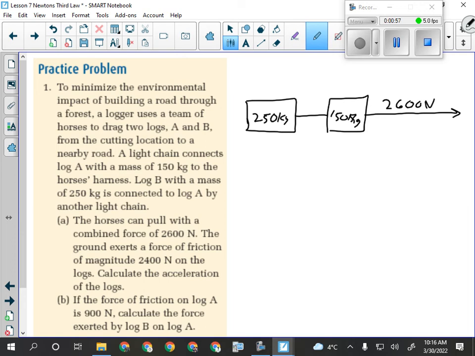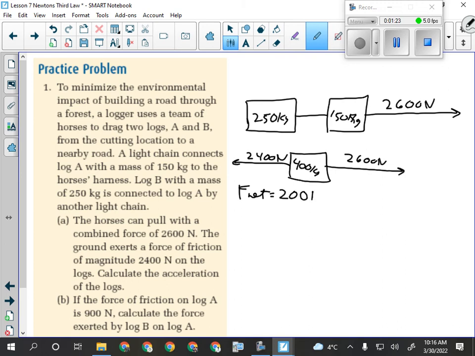The next thing they tell us in part A is that the horses, not only do they pull with 2,600 newtons, but the force of friction on the whole system is 2,400 newtons. So I can simplify this down to a 400 kilogram mass being pulled this way by 2,600 newtons and this way by 2,400 newtons, which means my net force is 200 newtons. Have I done anything Newton's third law related yet? This is all Newton's second law right now. Okay. So I've got an F net of 200 newtons.